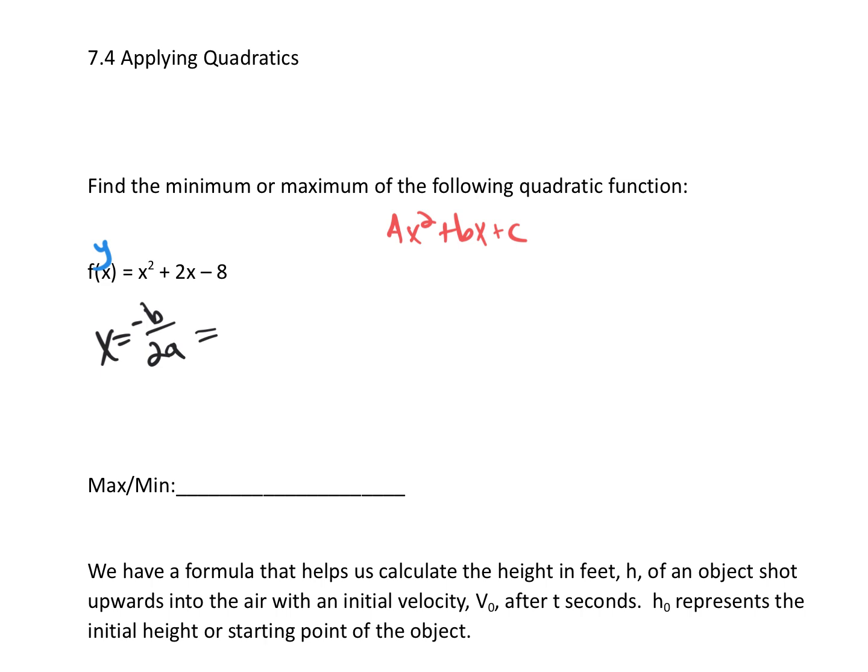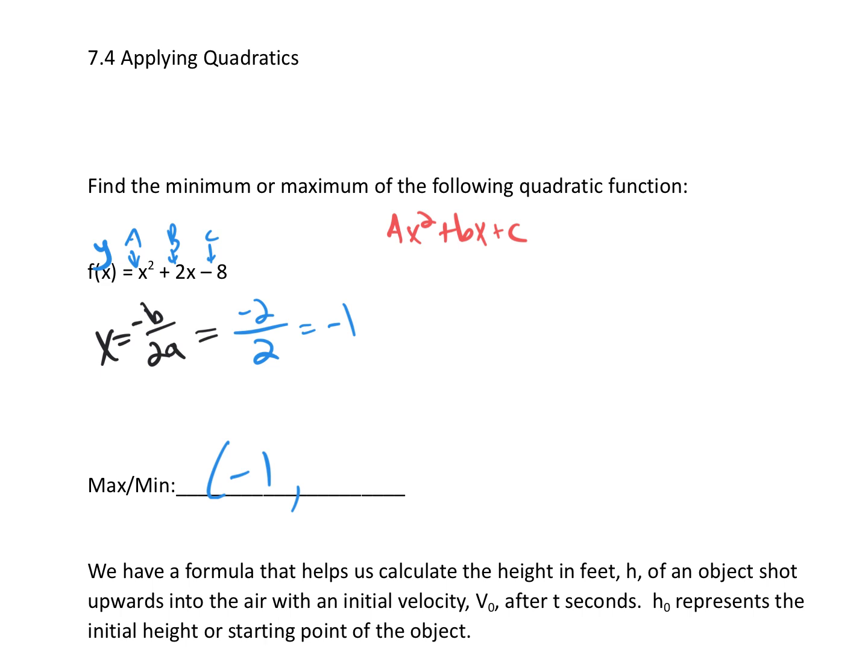And look at the values that we have. Currently we have our a value 1, b value positive 2, c value negative 8. So we're going to have negative 2 over 2 times 1, which gets me negative 1. So really, we find our maximum or minimum has an x value of negative 1.